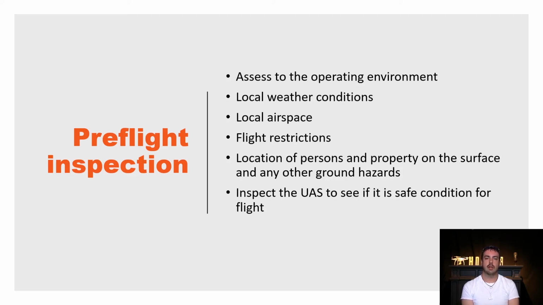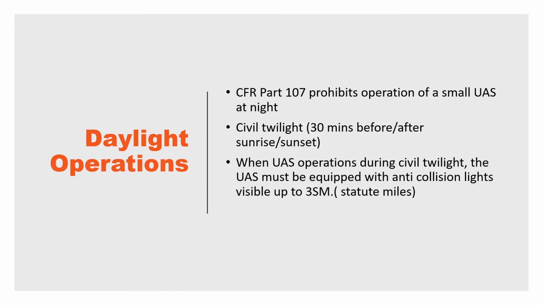Also, there's a map on it that shows you where heliports and airports are. If there's a temporary flight restriction, it shows up. All of those things are covered on this one app. It's really great. The only time you can fly at night is with a waiver, but you can fly at civil twilight, which is 30 minutes before or after sunset. When you're flying during civil twilight, the UAS must be equipped with anti-collision lights visible up to 3 statute miles. Most of your DJI drones have these. Most of your drones now have these lights on them.